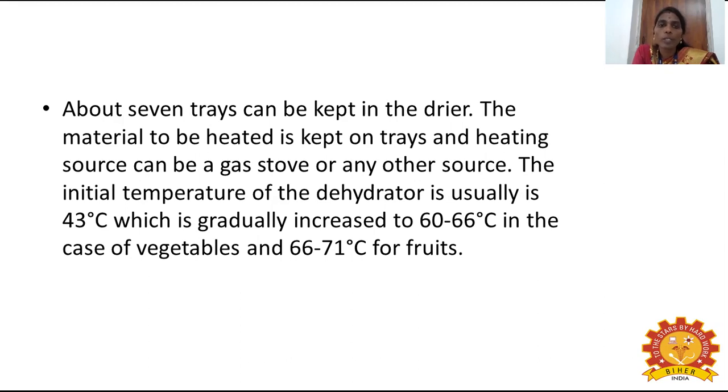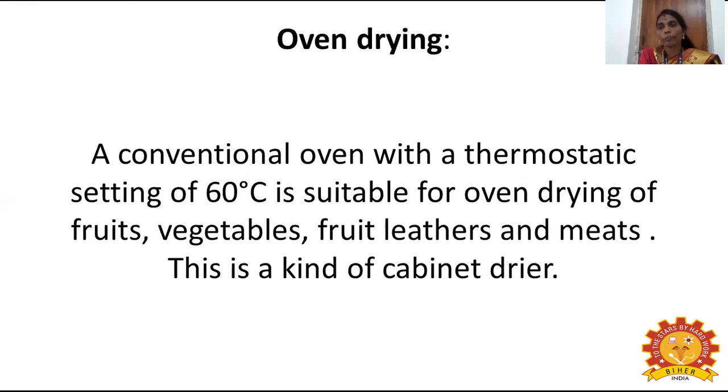The material to be heated is kept on the tray, and the heating source can be a gas stove or any other source. The initial temperature of the dehydrator is usually 43 degrees Celsius, which is gradually increased to 60 to 66 degrees Celsius in the case of vegetables, and 67 to 71 degrees Celsius for fruits.